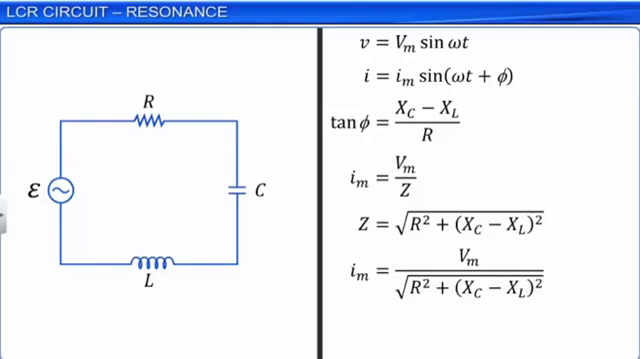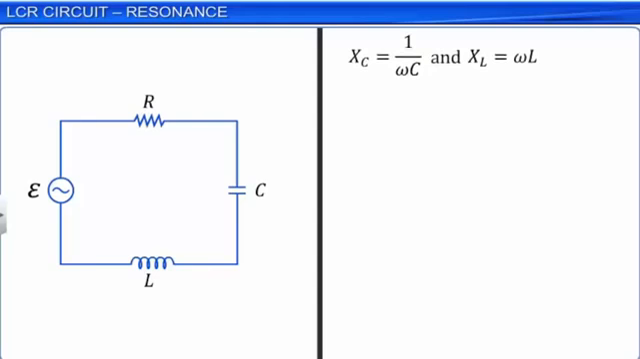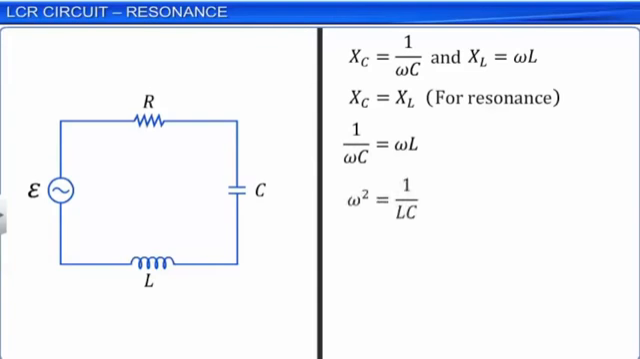We also know that Xc is equal to 1 by omega C and XL is equal to omega L. For resonance in an LCR series circuit, the amplitude of the current in the circuit should be the maximum. For this, the necessary condition is Xc should be equal to XL. Substituting the values of Xc and XL in the expression, which is the condition for resonance, we get 1 by omega C equal to omega L, or omega square equal to 1 by LC. On further simplification, we get omega is equal to 1 by square root of LC. Let this be equation 2.